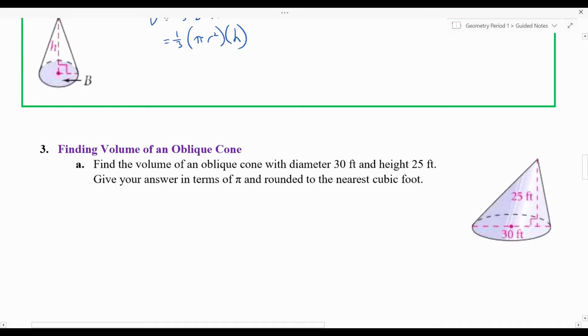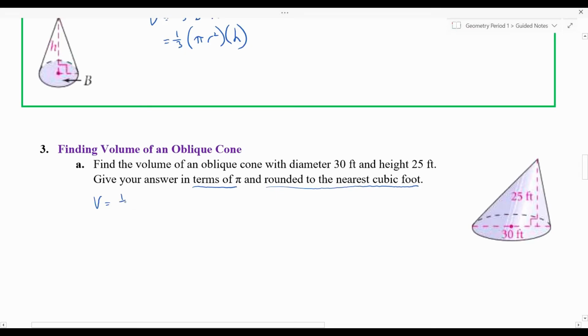Give your answer in terms of pi and round it to the nearest cubic foot. So we have to give the answer in two ways, in terms of pi and round it to the nearest cubic foot. Okay? So let's get started and we'll get there. So the volume again is, I forgot my 1/3, right?